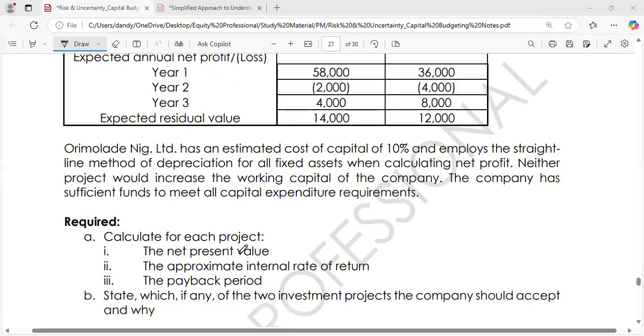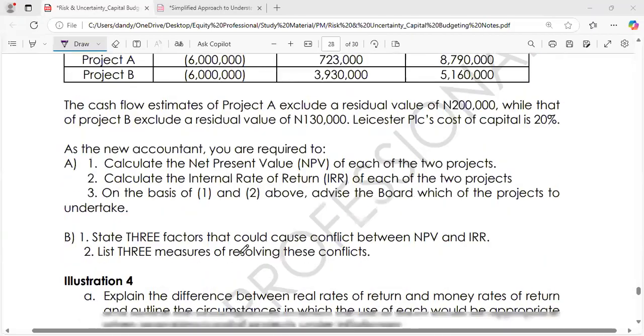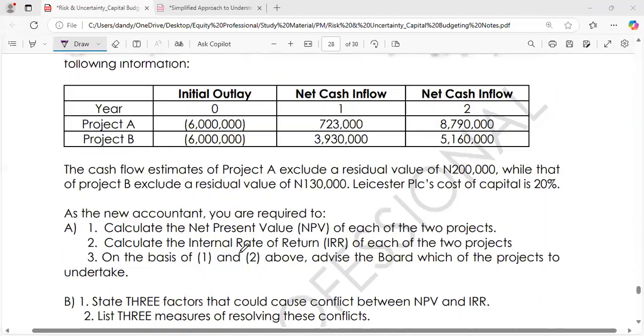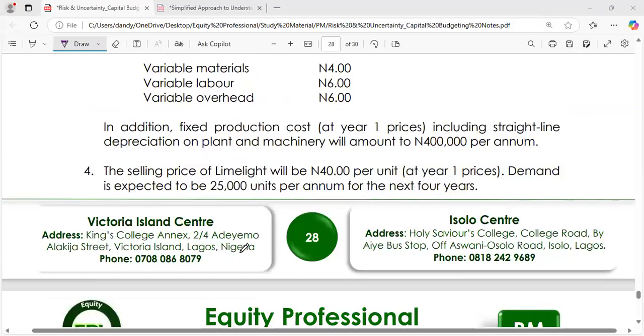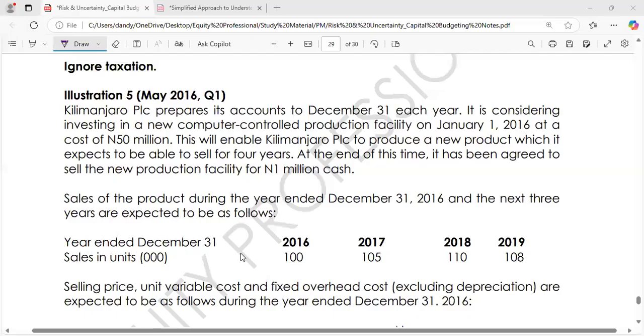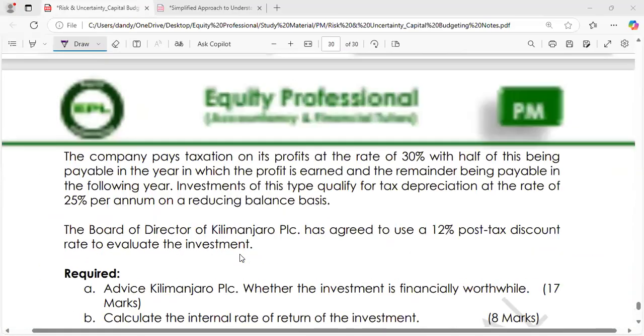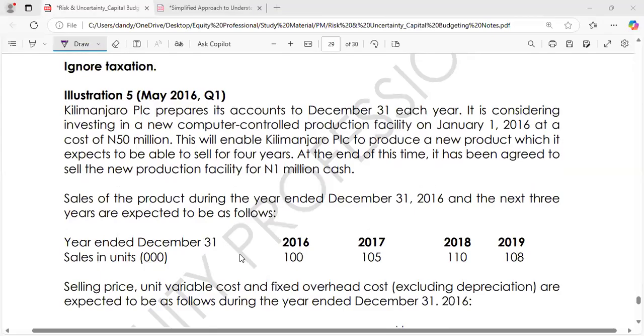Let's solve the last question tested by ICAN on NPV. So let's have illustration number 5. I need somebody to read for us. Who will help us? Illustration 5.